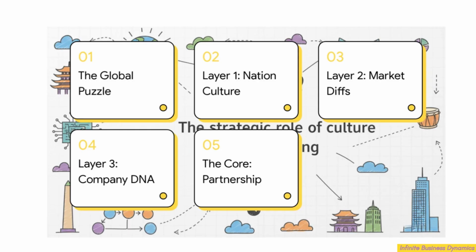Well, we're going to peel it back, layer by layer, kind of like an onion. We'll start with the biggest picture, the national culture. Then we'll zoom in a bit to look at the differences between the markets, and then get really granular, looking at a company's unique DNA. And finally, we'll get to the core and see what a real strategic partnership looks like.